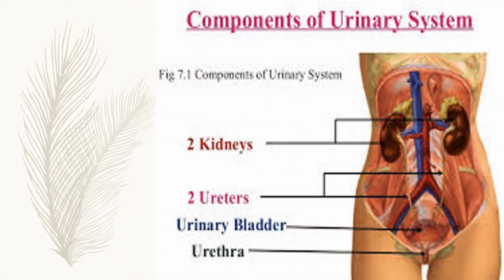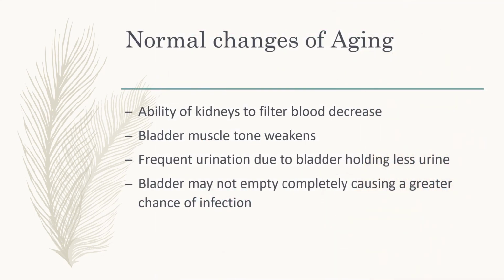Components of your urinary system, again, the kidneys there, leading down to the ureters, all the way to the bladder, and then out to the urethra. Normal changes of aging: ability of the kidneys to filter blood decrease. That's where we get dialysis from. Dialysis is not a normal change. That is an extreme change, but it does start to decrease.